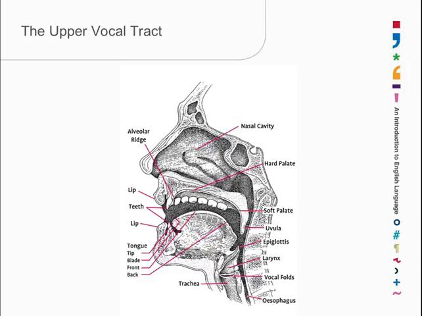Then we can see where the larynx is, and you can see that it's just at the top of your neck, and it's covered by something called the epiglottis. Epi meaning over the top of the glottis. The epiglottis is a way of preventing food from going down into the larynx and the trachea.